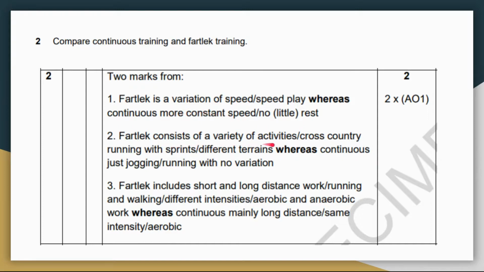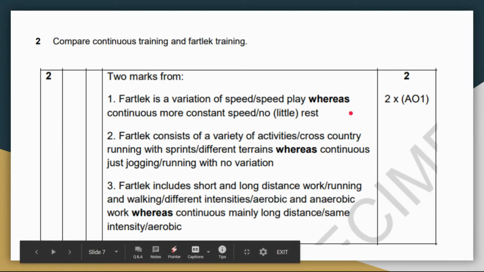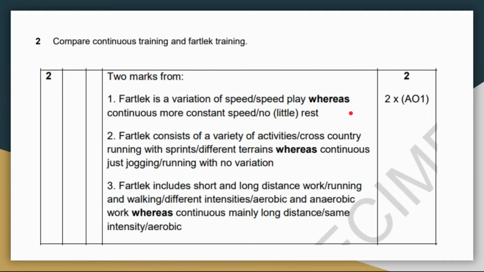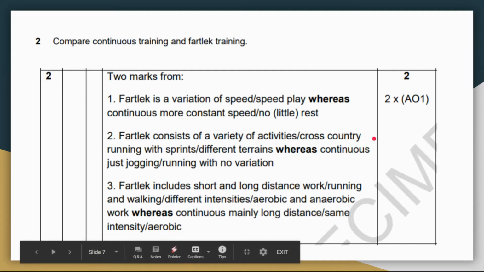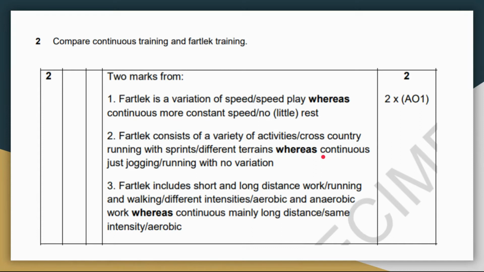Fartlek consists of a variety of activities. You could have said cross-country jogging with sprints, different terrains such as hills, whereas continuous, just jogging with no variation or with constant terrain, you could have said. Fartlek includes short and long distance work. So you might have a sprint, for example, followed by a walk, followed by a longer distance run. Or you could have said different intensities is a good way of describing fartlek, whereas continuous mainly over long distance with a similar intensity and using that aerobic endurance all the time.